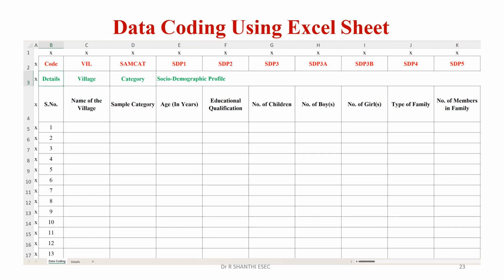You should take care: in the variable view, the first column will not accept any space between one word and another. But there is a column called label that will accept spaces. So this is how we do coding and analysis using the SPSS software.